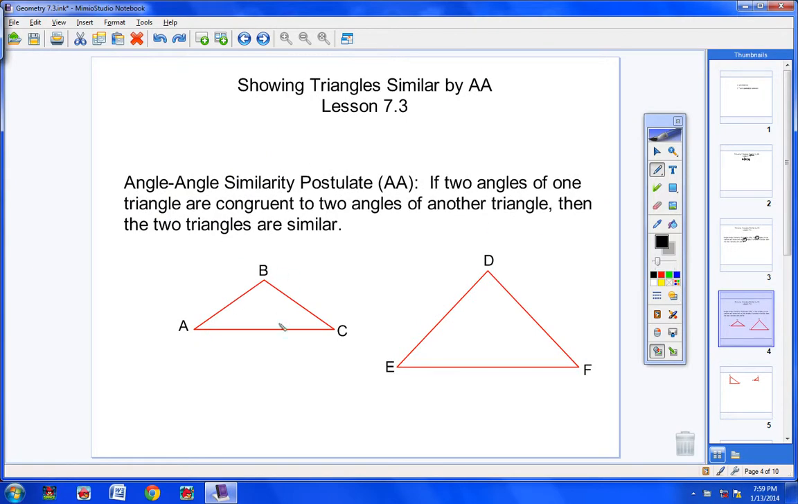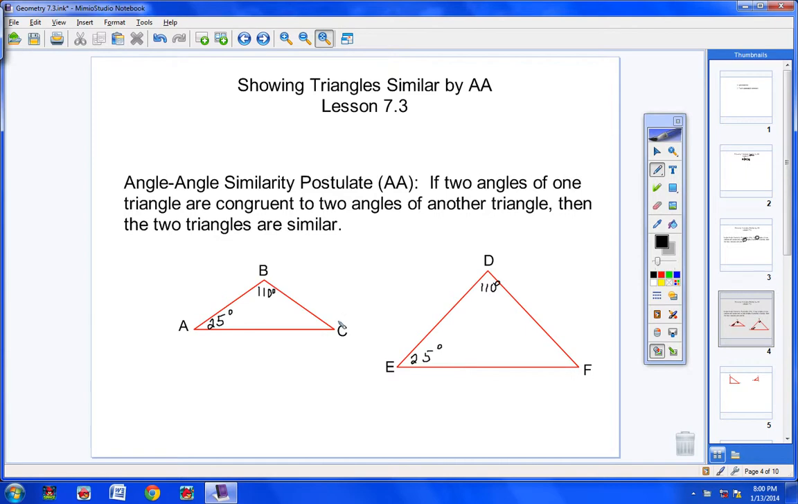Go ahead and copy these two triangles in your notes, please, and let's go ahead and call this angle right here 25 degrees. So you can go ahead and write that in. If I go too fast, just pause the video. 25 degrees, and we're going to call this 110 degrees, and we'll call this 110 degrees.